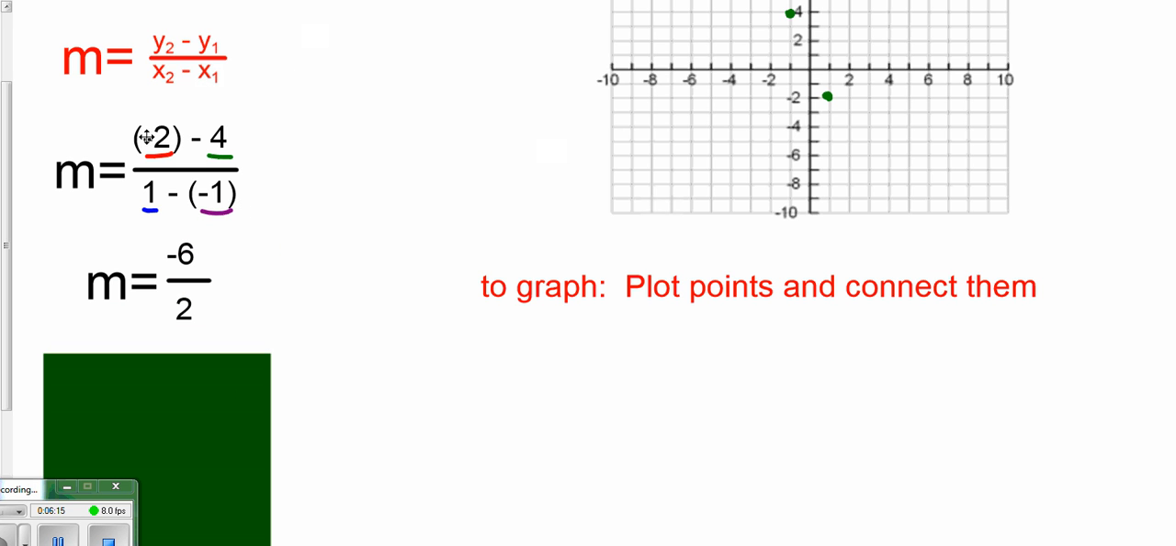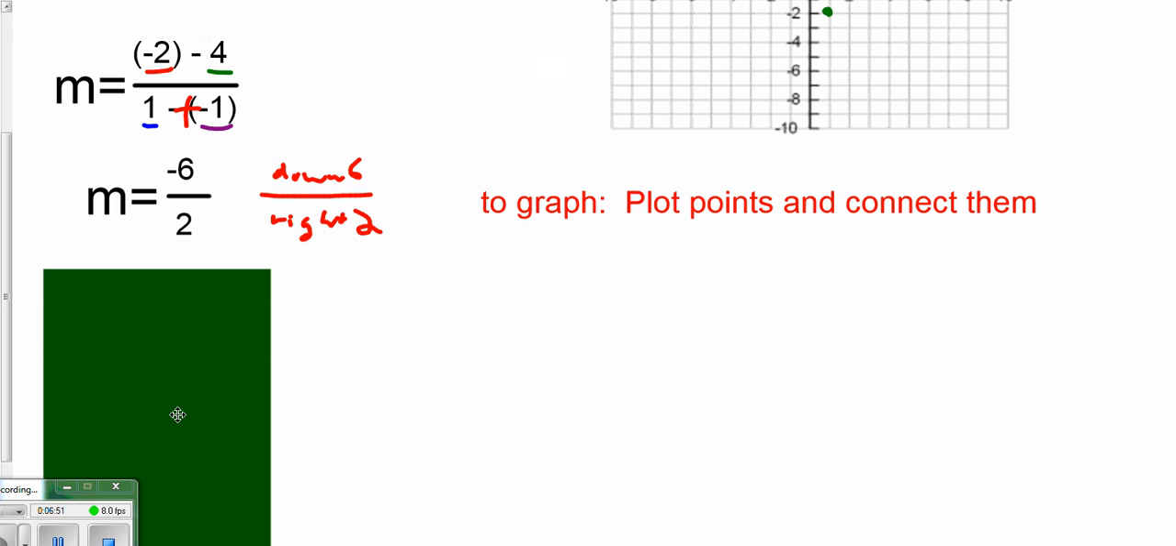So we spell that out. -2 minus 4 is -6. 1 minus a -1. Remember, if you minus a negative, that's the same as just adding, so 1 plus 1 is 2. We have -6 over 2. Now what this tells us is down 6, because this is positive, we're going right 2. Down 6 and right 2.